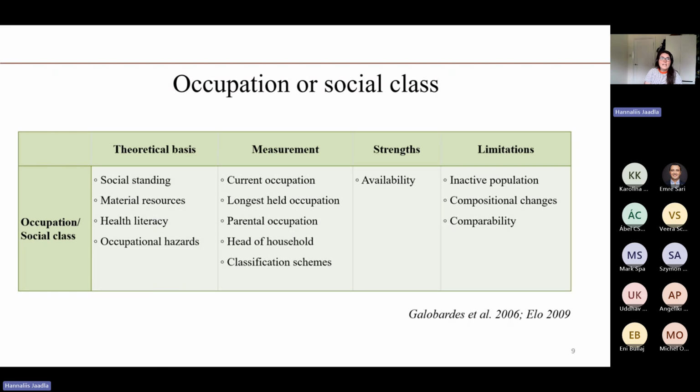And there are different classification schemes, and I'll come back to those that are more relevant for historical research. So what are the strengths of occupational? What I can think of, one of the main strengths is availability. Pretty much most data sources will have some information about occupation, especially when we think of this kind of data that might also have health information.